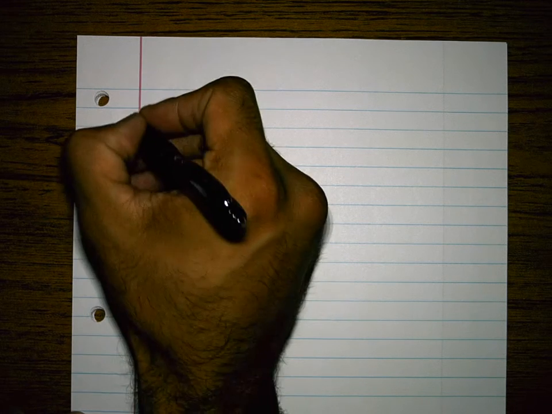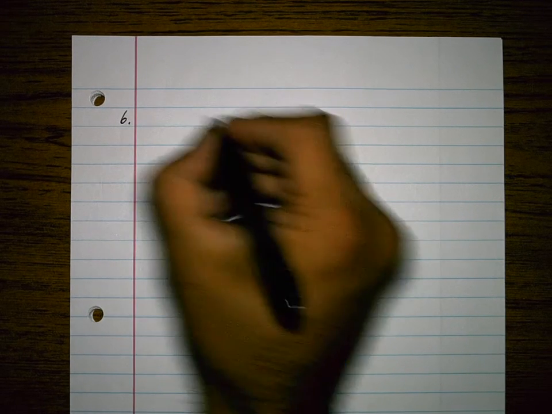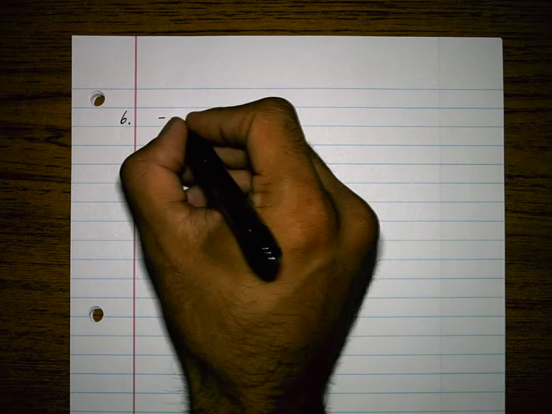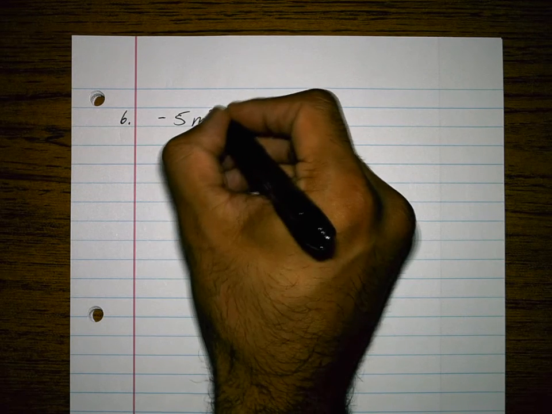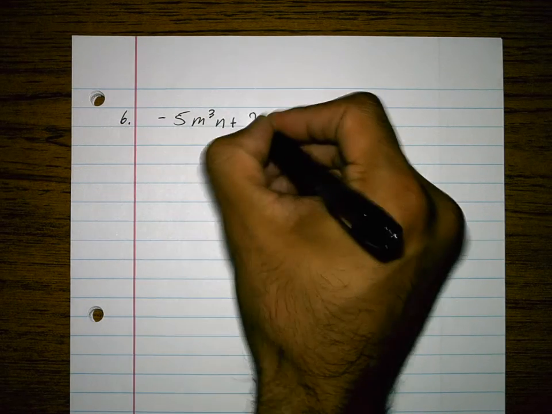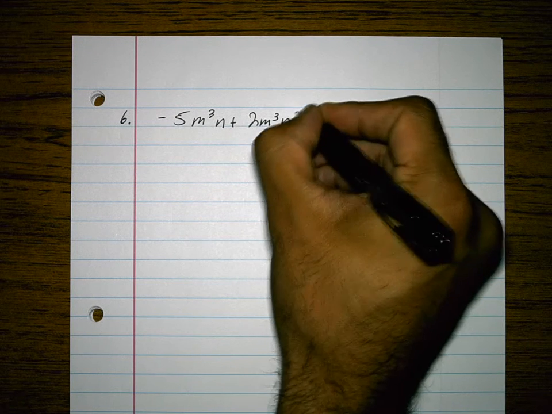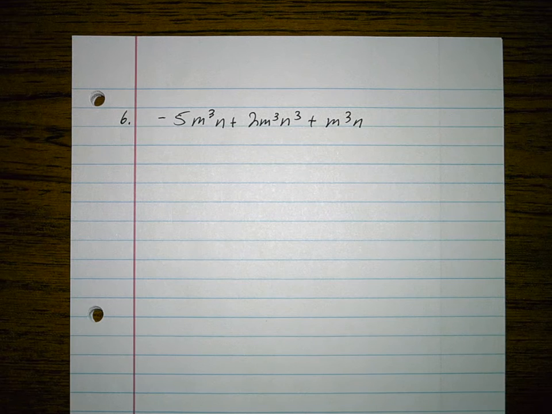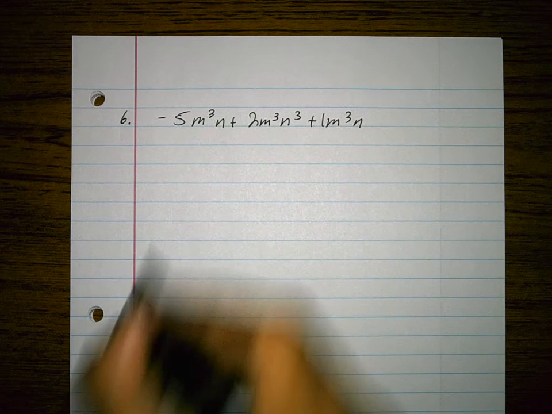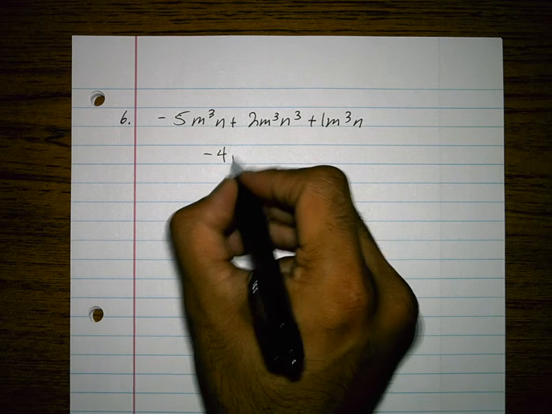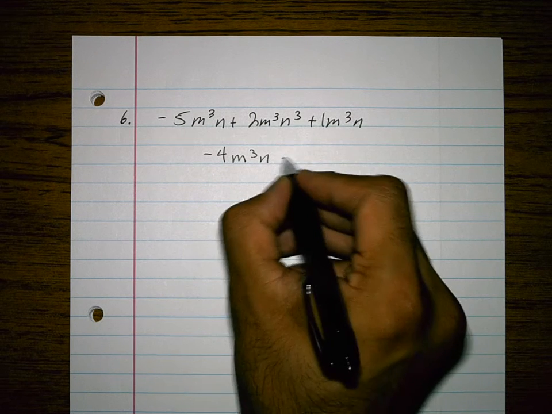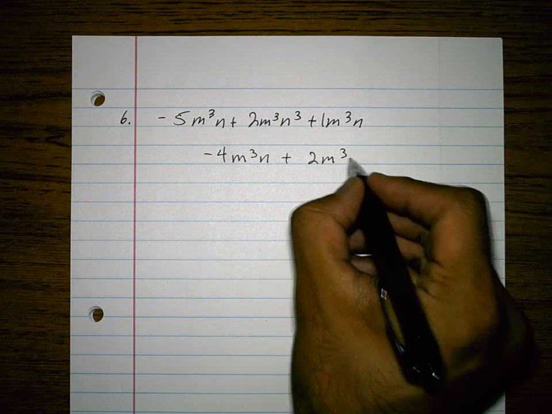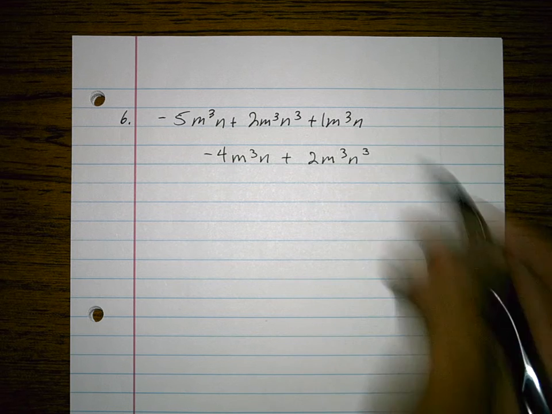Number 6, -5m to the third n plus 2m to the third n to the third plus m to the third n. Looking at my first term, my last term are alike. That's a 1 right there, so that's -4m to the third n plus 2m to the third n to the third.